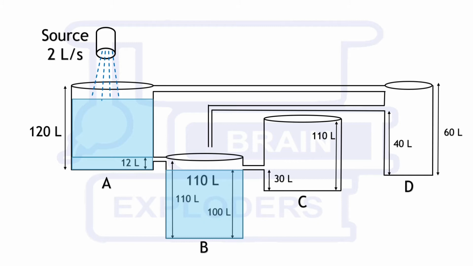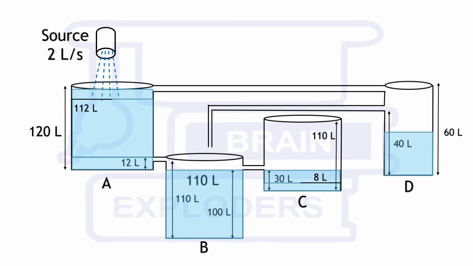After 100 liters of water in tank B, water will start flowing from tank B to tank C. Since in tank B, inlet and outlet have same rate of water flow, therefore level of water in tank B will stop increasing. After completing 120 liters of water in tank A, water will start flowing into tank D.